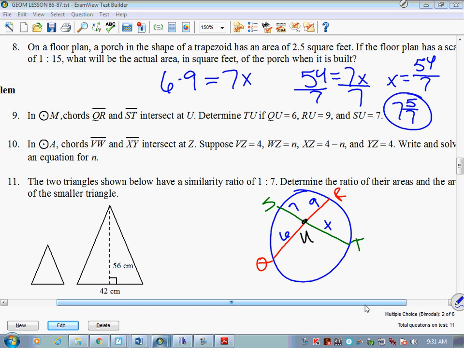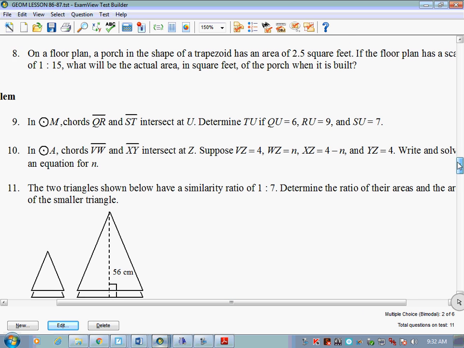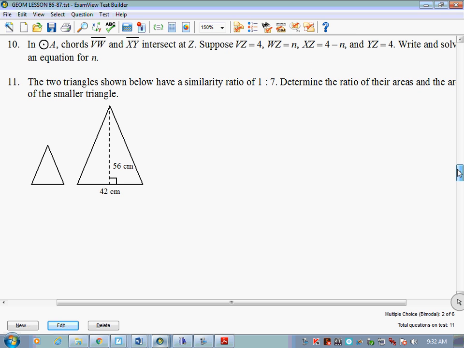All right, let's do another one with number 10. In circle A, chords VW and XY intersect at Z. Suppose VZ is 4, WZ is n, XZ is 4 minus n, and YZ is 4. Write and solve an equation for n. So this makes this a touch more complicated. Okay, let's kind of scoot down here and draw another one.